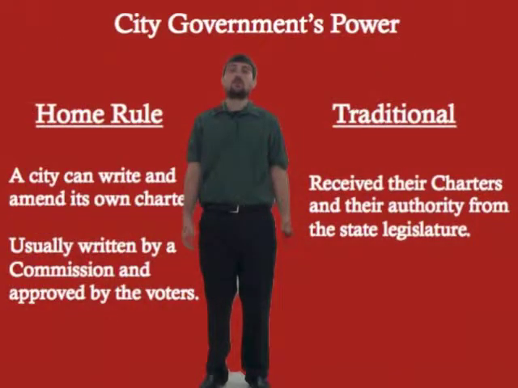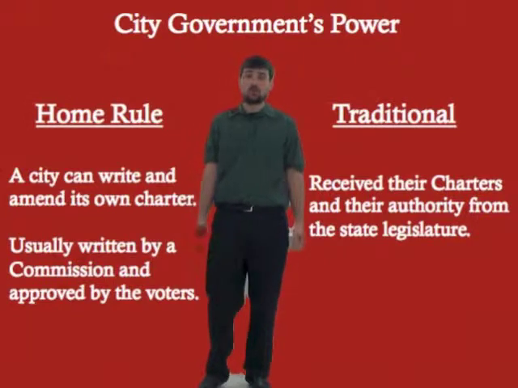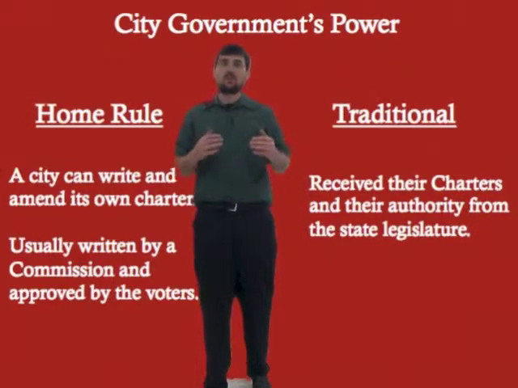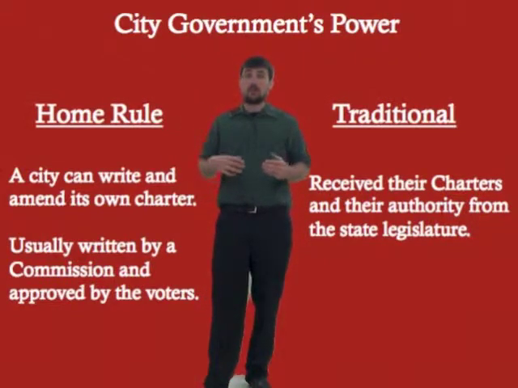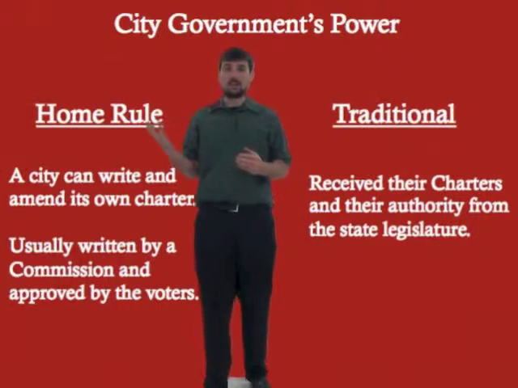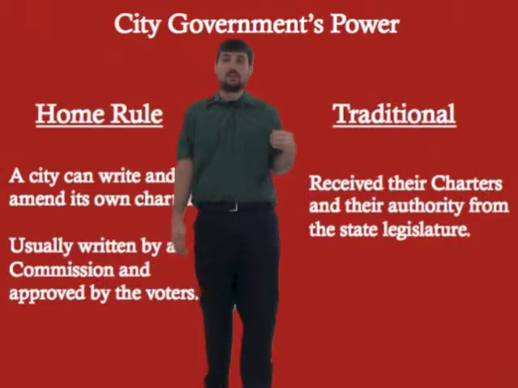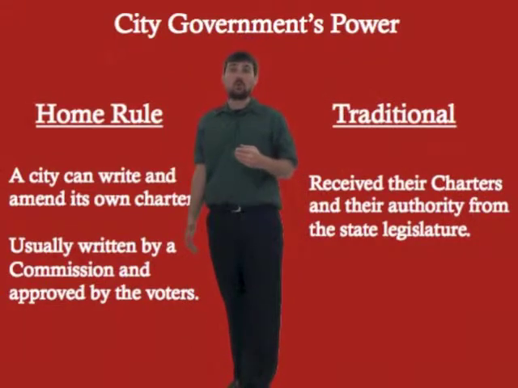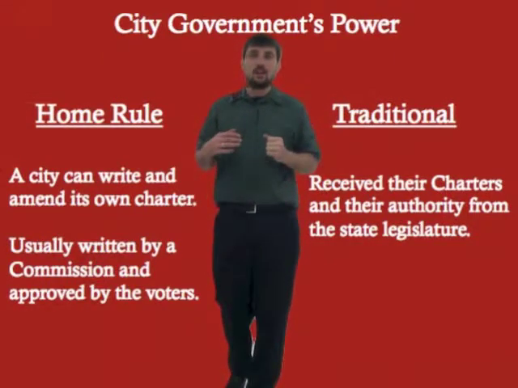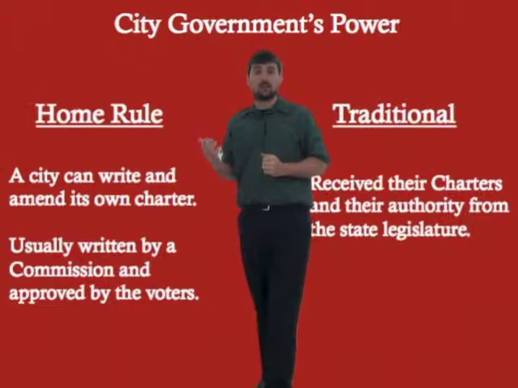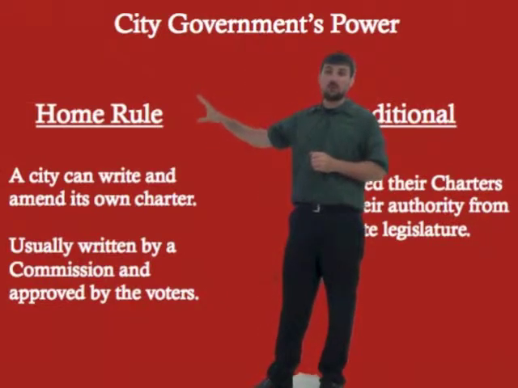Before we discuss the different forms of local government for your cities, you need to figure out where they get their power from. When a city decides to be made in an area, they get their power from the state. The state will send them a charter and the authority to govern the people in that local area. That is the traditional way that it was always done. And increasingly in popularity, they have come up with the home rule system.